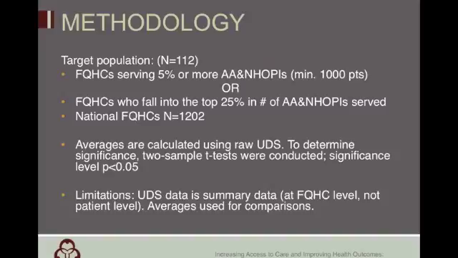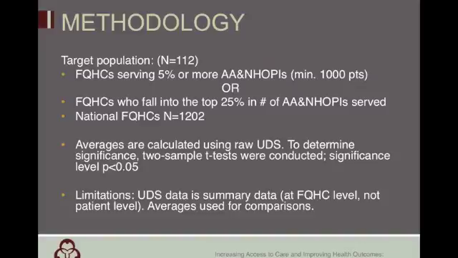So for our data set, we examined data from the Uniform Data System, or UDS for short, for the year 2013. For those not familiar with UDS, each year all HRSA-funded FQHCs are required to report on their performance to this data set. It contains a core set of information on the operation and performance of FQHCs. For the year 2013, the total number of FQHCs reporting to UDS was 1,202.